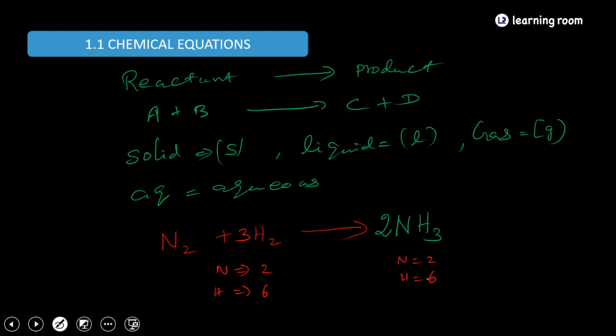To balance the chemical equation, you can multiply an integer number with the reactant and the product. Both the reactant and product should be balanced.